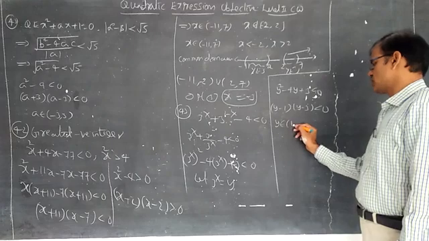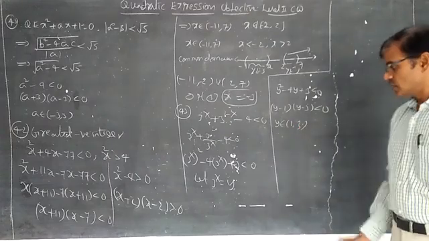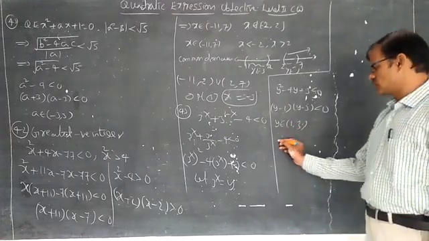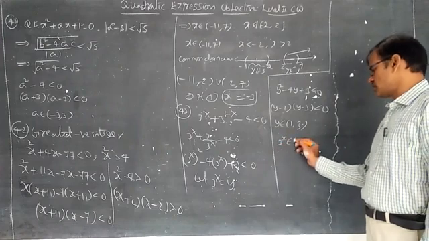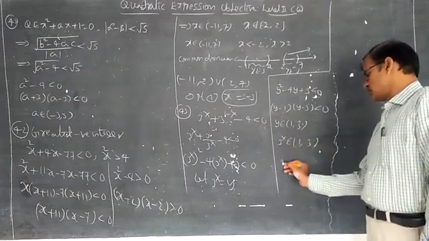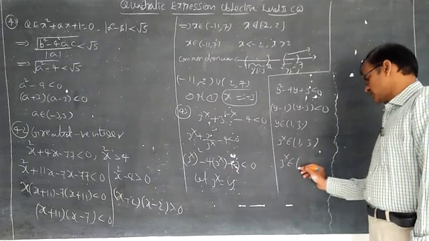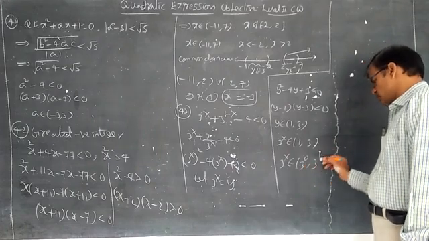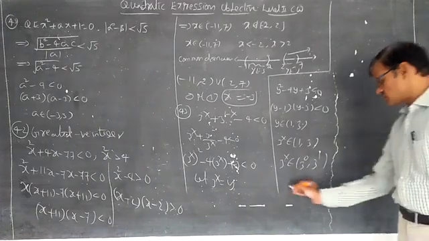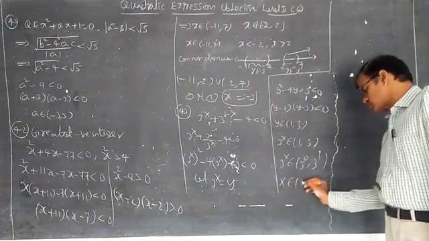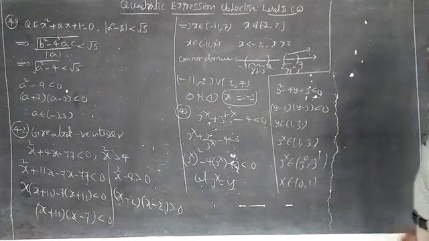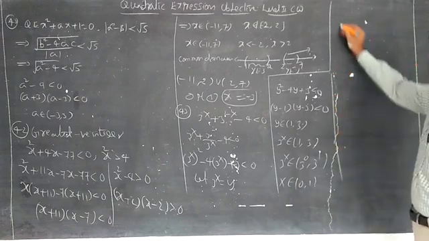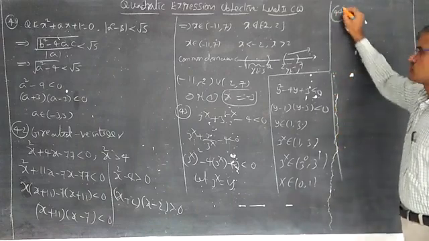Y belongs to 1 comma 3. Here y belongs to 1 comma 3 means 3 power x belongs to 1 comma 3. We can understand it as 3 power x between 3 power 0 and 3 power 1. So x belongs to the open interval 0 comma 1. It is the correct answer. Now 44th question.